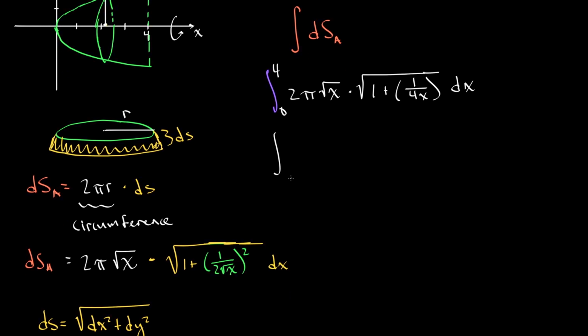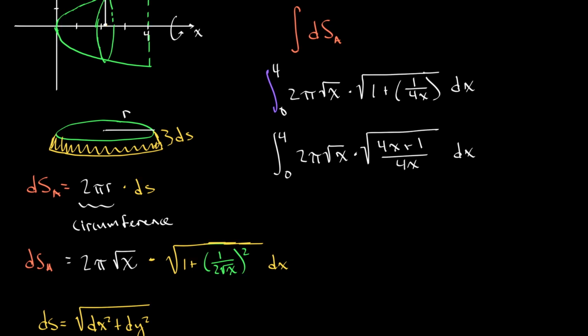First thing I want to do, let's just get this definite integral 0 to 4, 2 pi times the square root of x. And I'm interested in this radical now. I want to get a like denominator of 4x. So we're going to be multiplying this by the square root of, and then common denominator 4x. So that's going to leave us a 4x plus 1 in this numerator. And then we're going to have a 4x in this denominator here. And then we'll have dx.